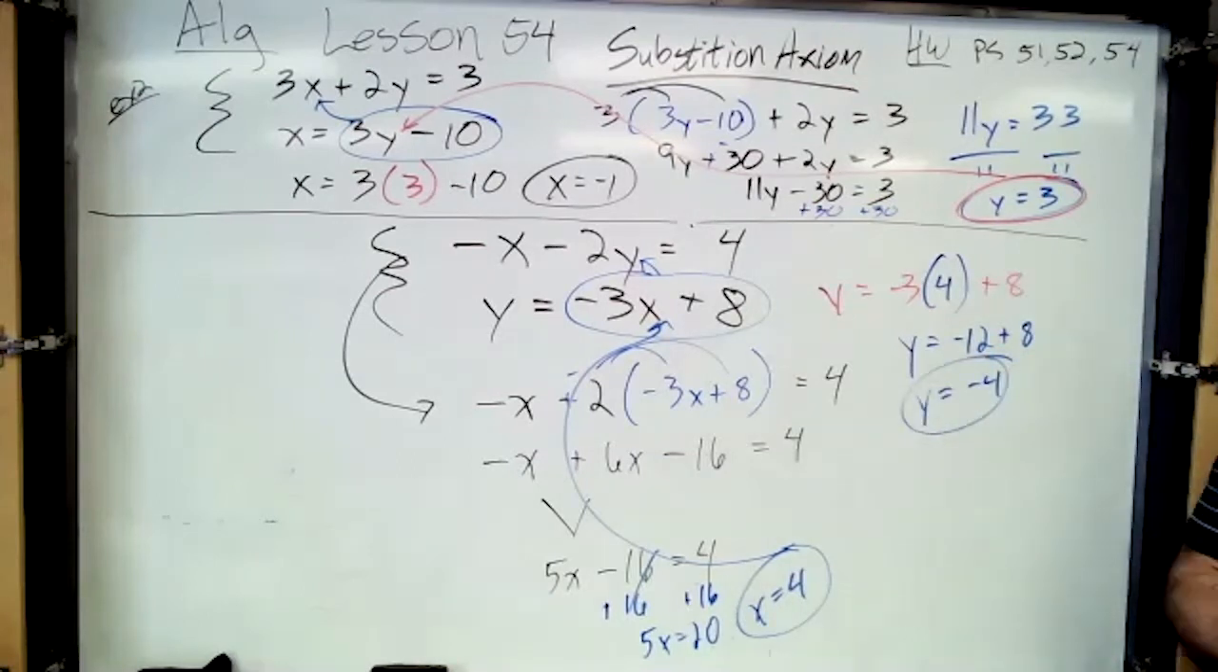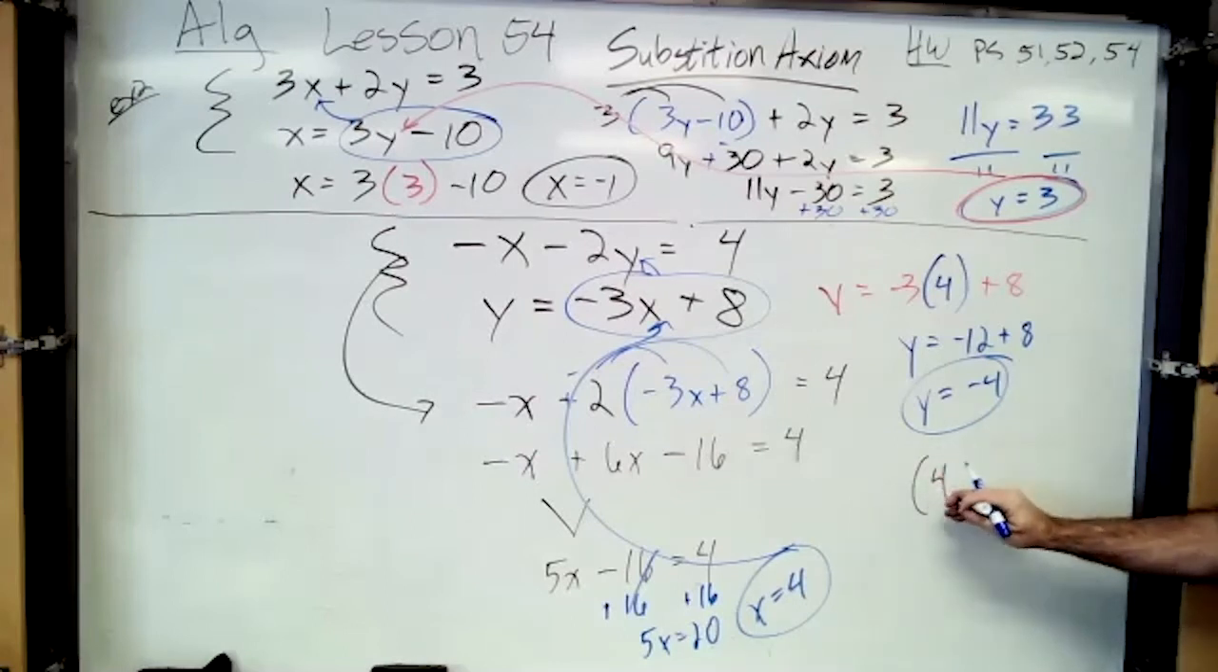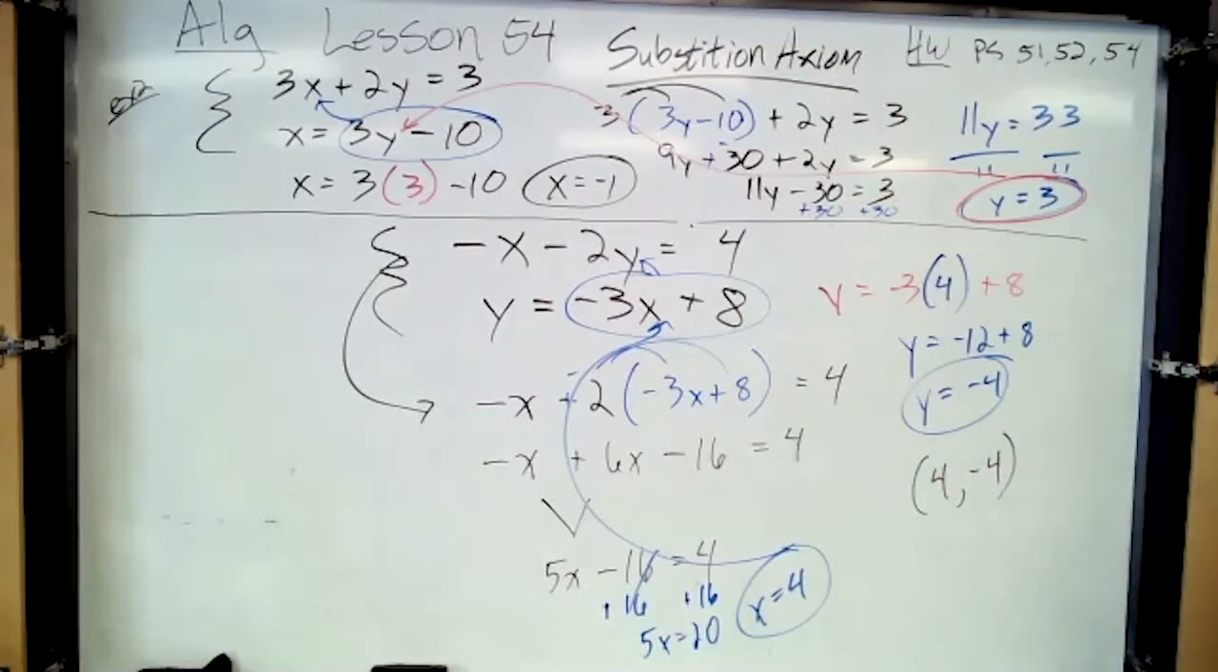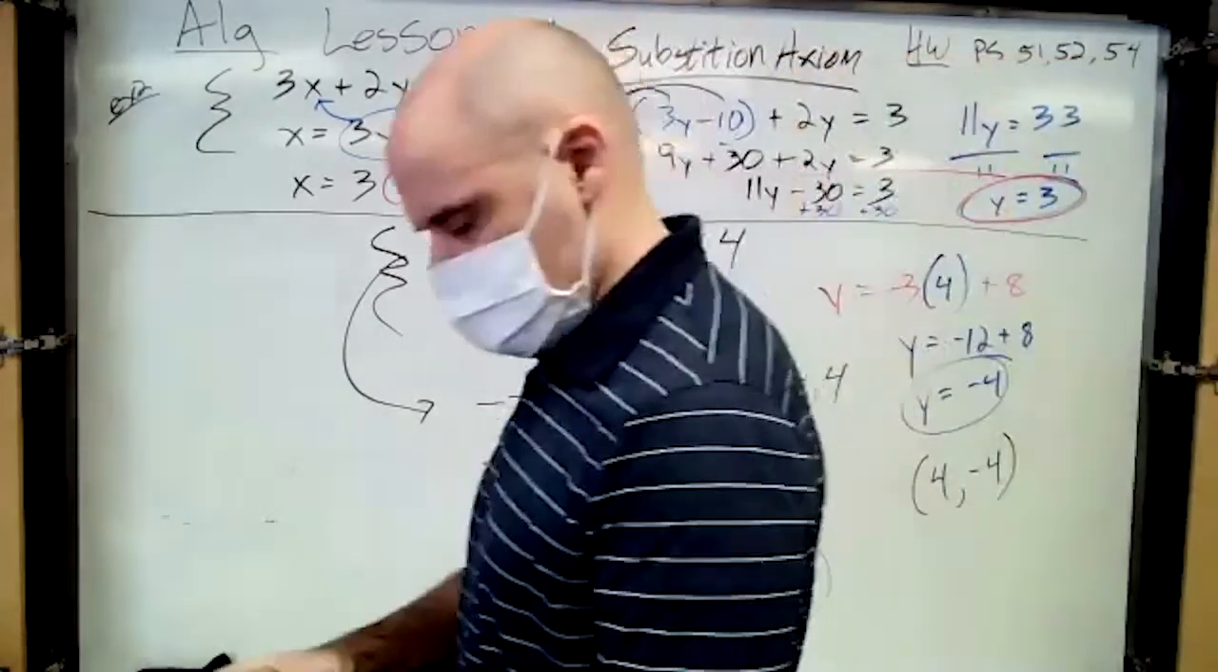-4. All right, now you can leave your answer like this, but here's how the cool kids are doing it. 4 comma -4, like a coordinate point. So x is 4 and y is -4. So you can write it as a coordinate.